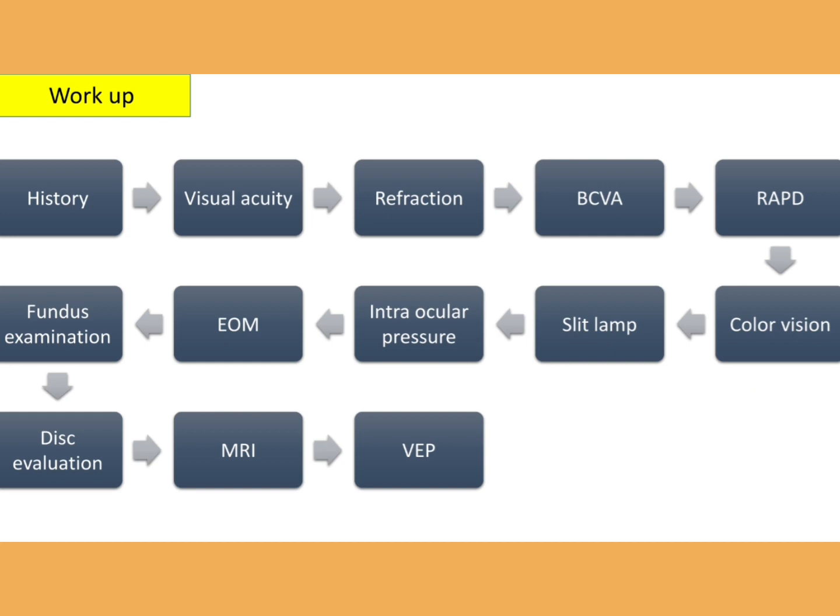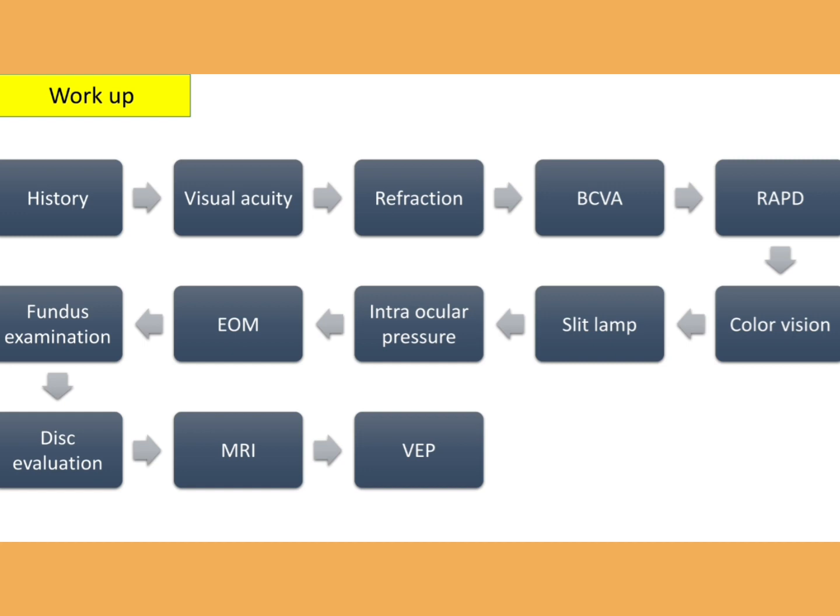And after that, measure the visual acuity. In case of optic neuritis, mostly the vision is reduced, limited to light perception. So that's why measurement of proper visual acuity is very important. Visual acuity, refraction, and find out what is the best corrected visual acuity for the patient, and then check RAPD.